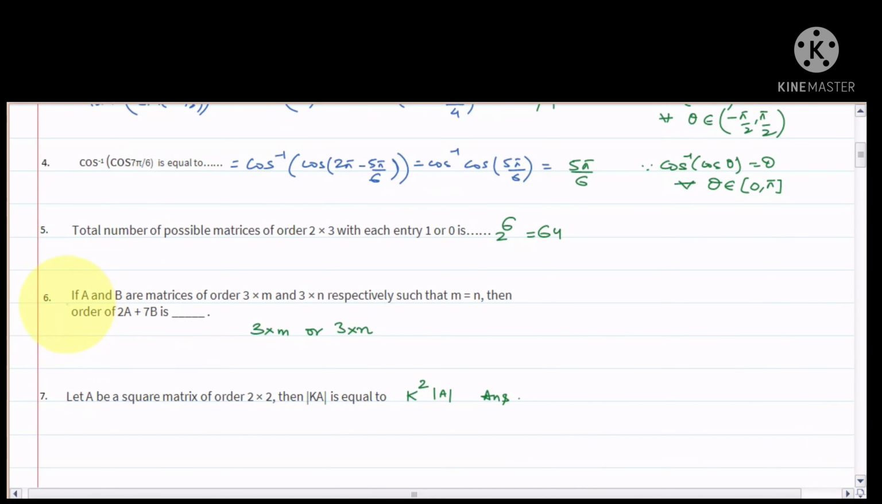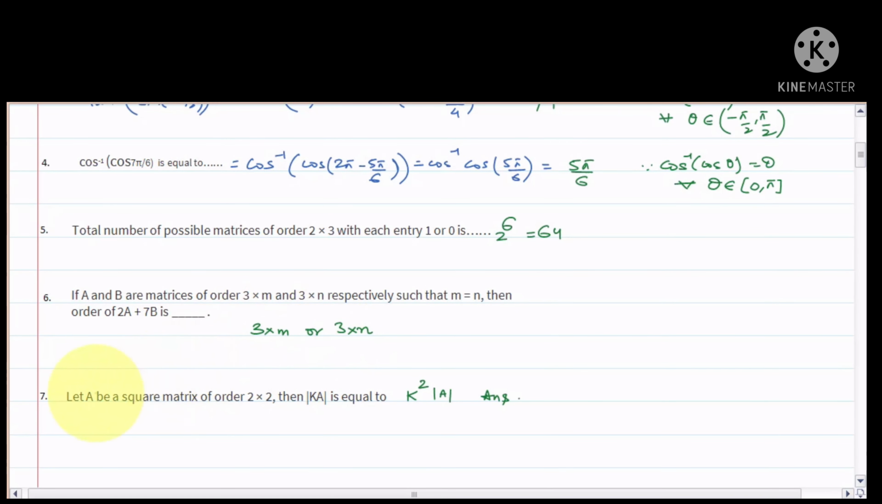Coming to question number 6, if A and B are matrices of order 3 by m and 3 by n respectively, such that m is equal to n, then the order of 2A + 7B is? The order of both is the same, order of A and order of B. So the order of 2A + 7B will yield the same order, either 3 by m or 3 by n. So either answer is true.